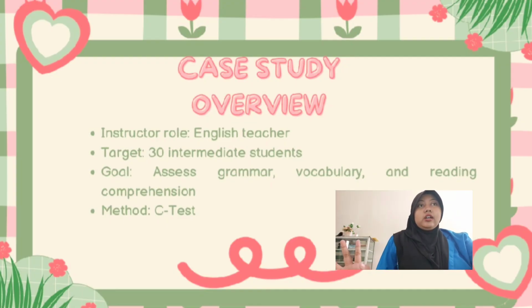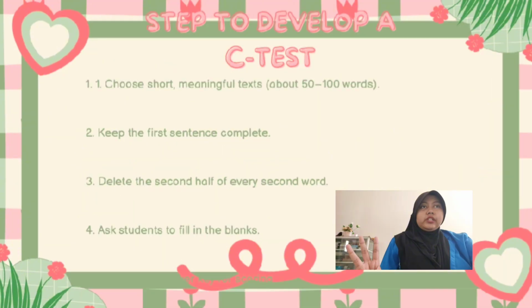Alright, next we move to slide 3 in part 2, about steps to develop a C-test. Choose a short, meaningful text of about 50 to 100 words. Keep the first sentence complete. Delete the second half of every second word and ask students to fill in the blanks.